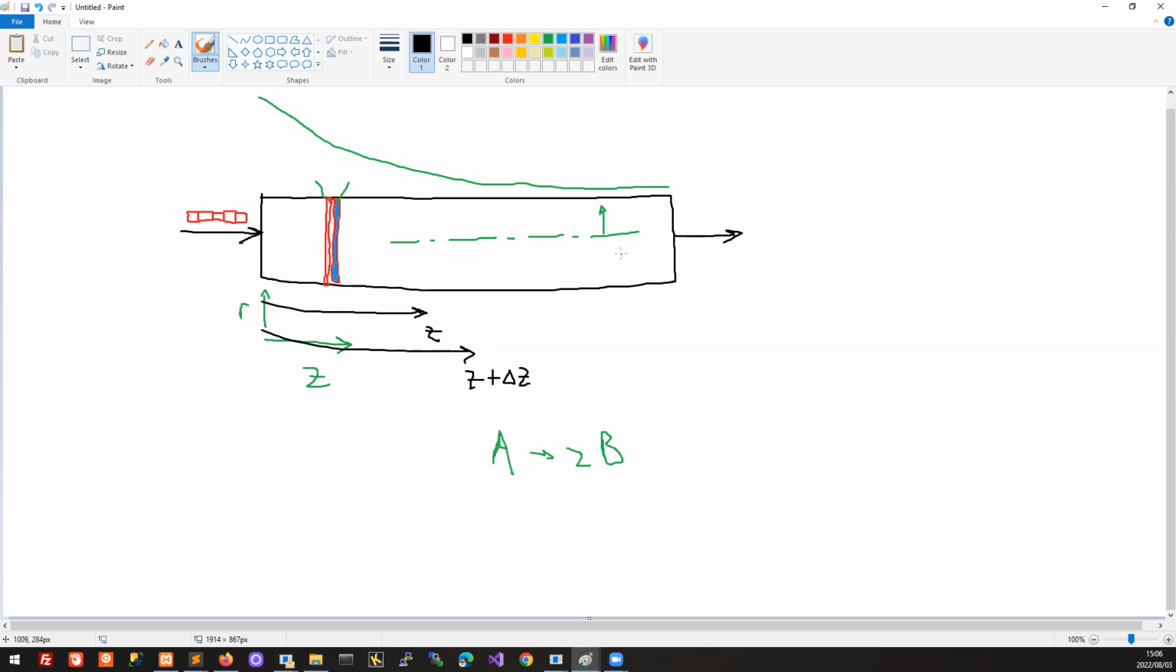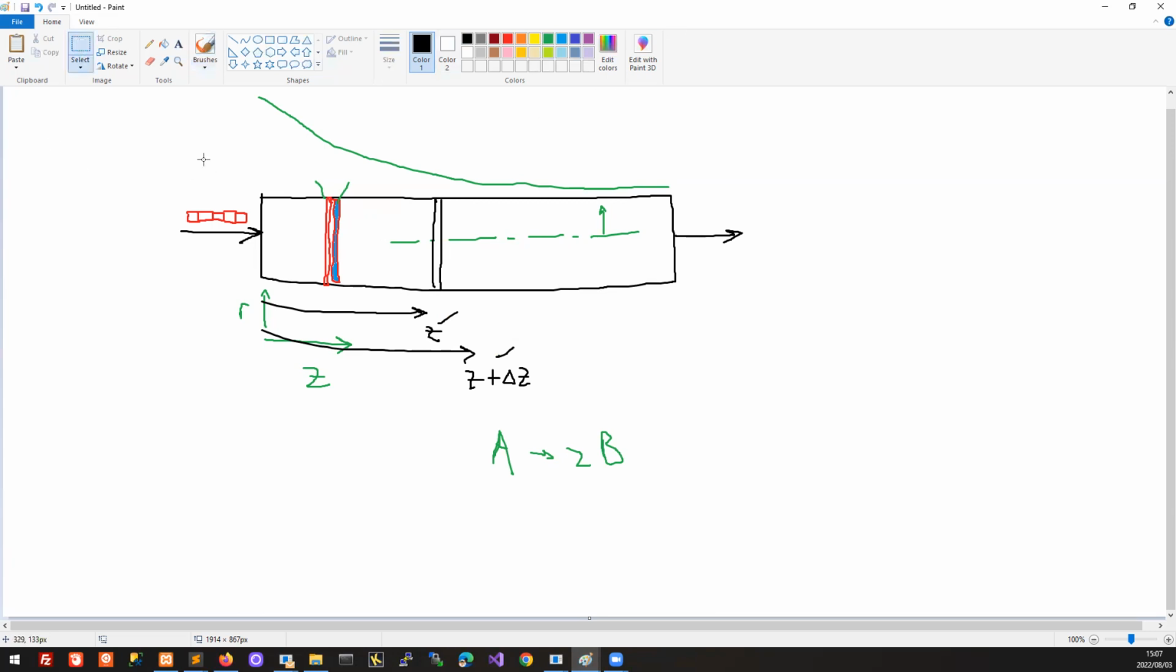So maybe this is a 5-meter tube, and we are looking 1 meter into the reactor, and then we are looking 1 millimeter next to that. So this point is 1 meter, and this point is 1 meter plus 1 millimeter. So we are looking at a specific thin little plug over here. So let's see what we can say about that.